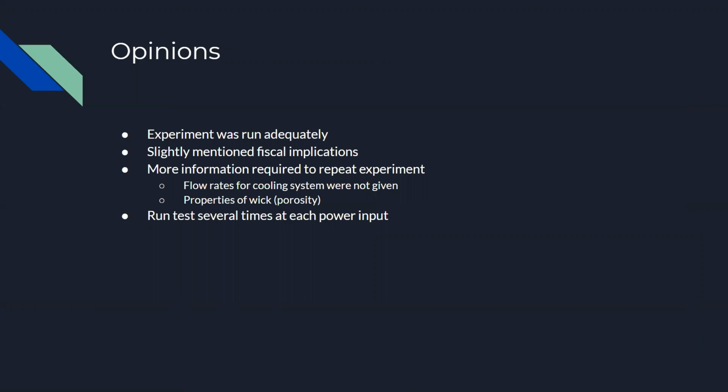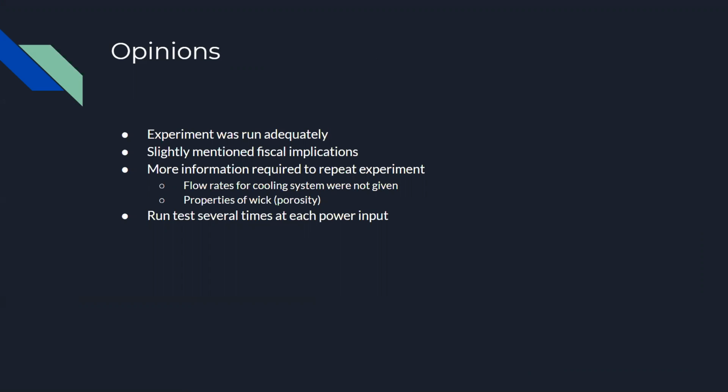For our opinions on the experiment, we believe that the experiment was run adequately. However, there was some information that we would like to have so that we could run the experiment more. Additionally, there was only a slight mention of physical implications. They just mentioned briefly how aluminum oxide and copper oxide are the cheapest of the nanoparticles to create. However, they didn't further explain how much cheaper the difference was compared to just using pure water. So that doesn't really explain how much of a contender it is to be used instead of just regular water.